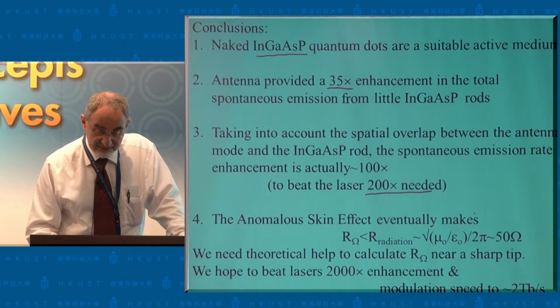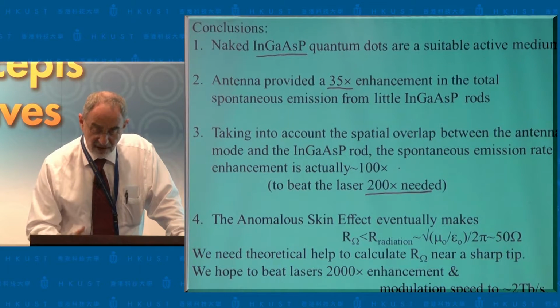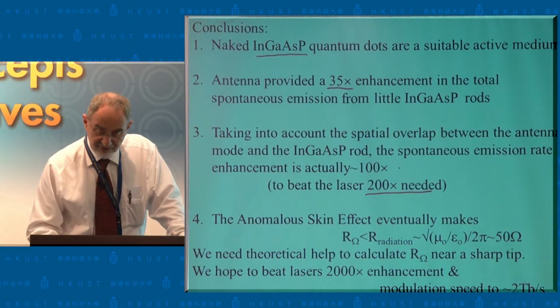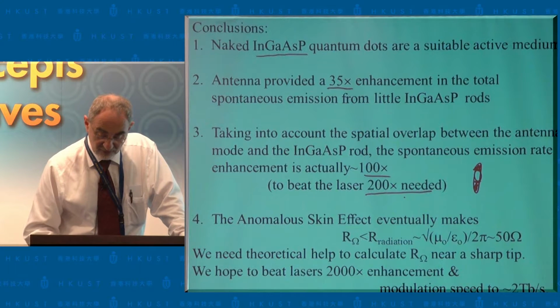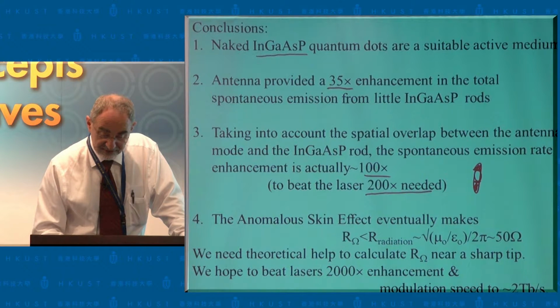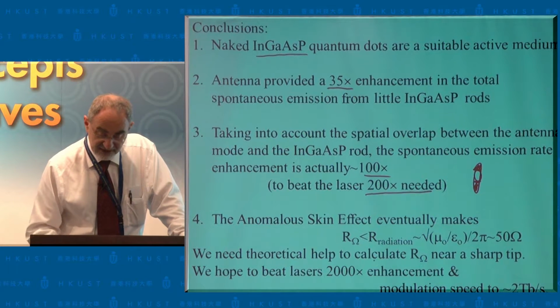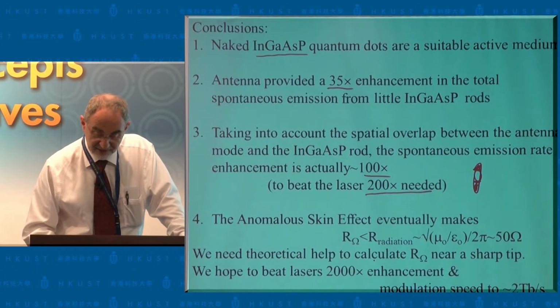Although we've observed 35 times, part of the indium gallium arsenide was a rod, and the ends of the rod were not really experiencing the enhancement. So maybe we had 100 times enhancement, and we hope to go further. But the anomalous skin effect will eventually limit us. The question is, where will that roadblock occur? Will it allow us to get to 2,000 times enhancement?